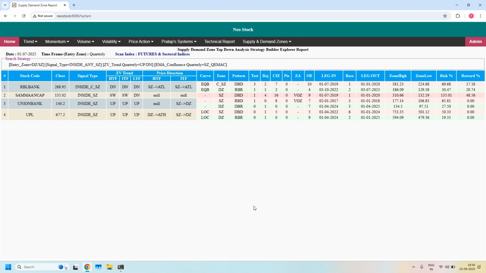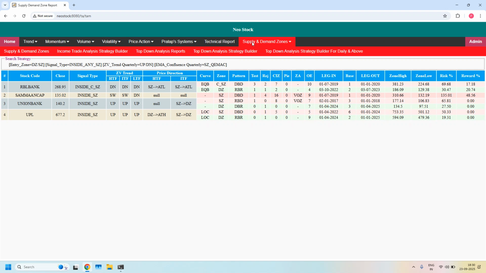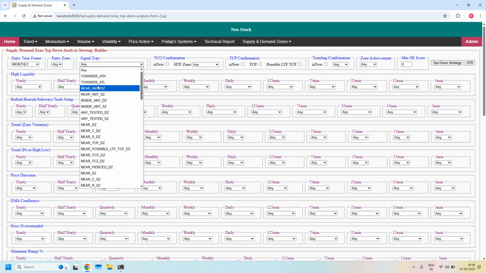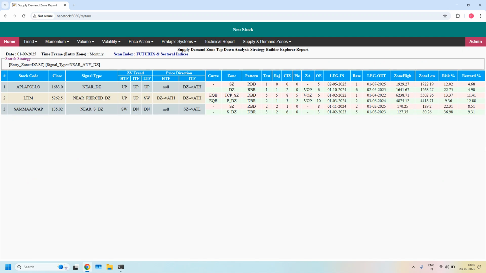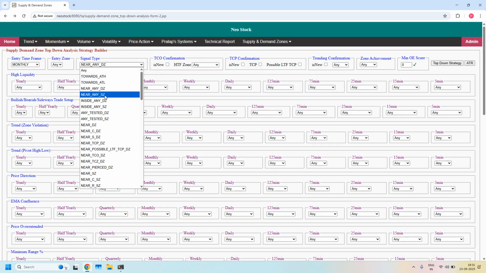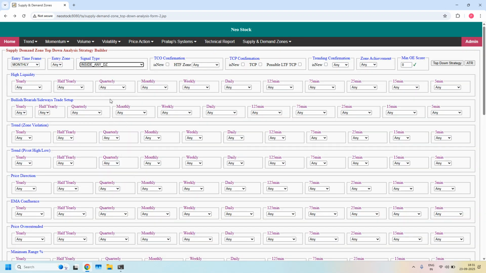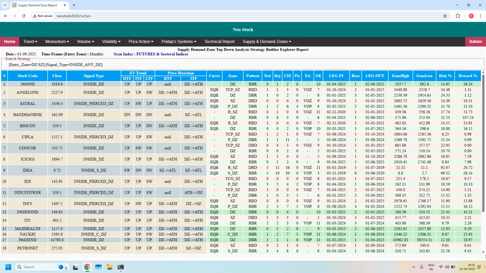Okay, next time frame is monthly. Stocks near to the monthly demand zone. We got 3 stocks. Next, stocks near to the monthly supply zone. We got 2 stocks. Next, price closed inside the monthly demand zone. First 18 stocks in the list.